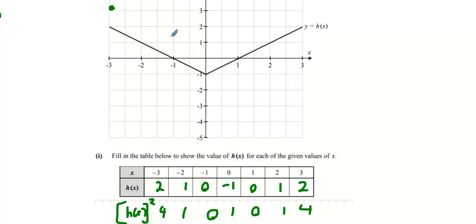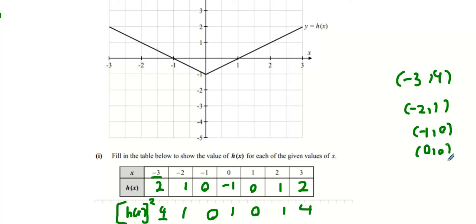So what we're going to have is the point, sorry, the way it's minus 3 and 4. So it's minus 3, 4. It's minus 2, 1, minus 1, 0, 0, 0, minus 1, 1, which is interesting. Then we have another 0, 0, and then we have 2, 1, and finally 3, 4. It's going to be an interesting diagram.